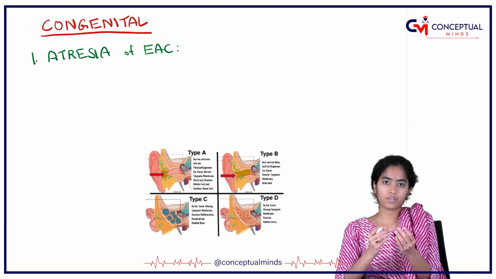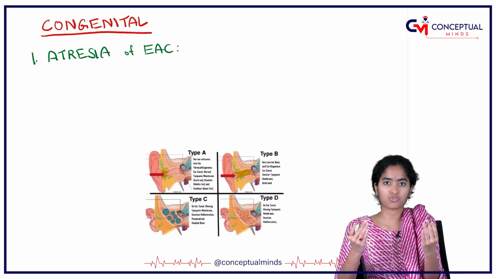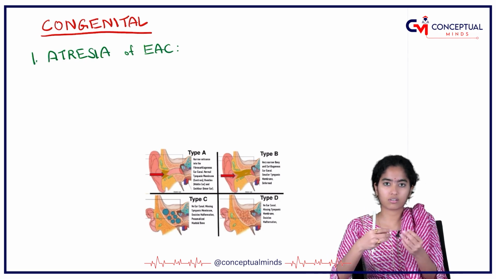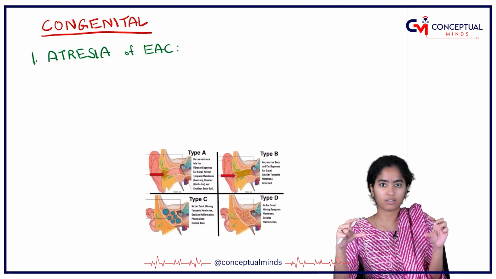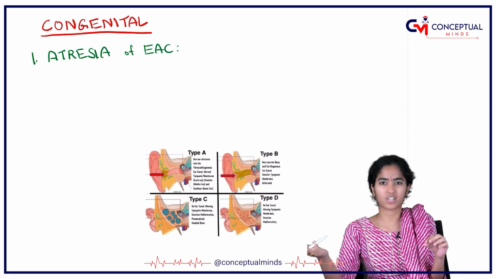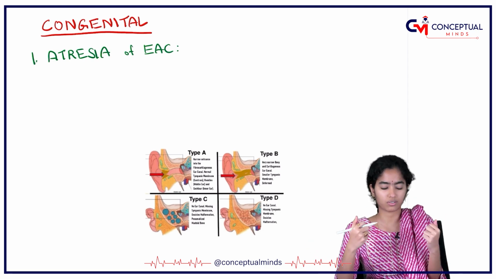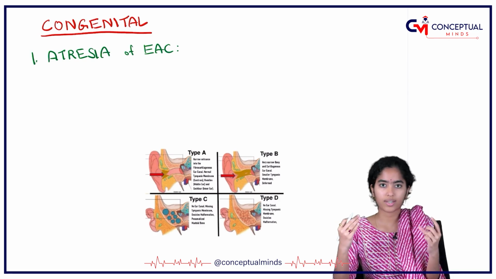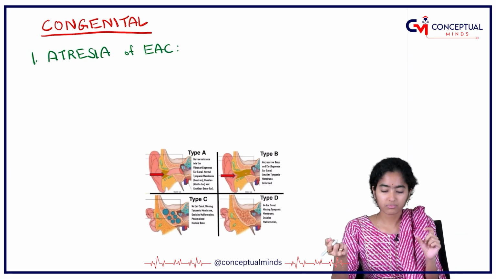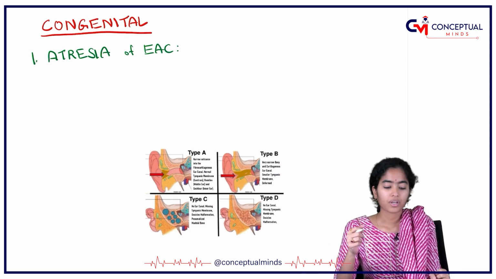Any canal in the body, when it is being formed, initially it is a solid structure, and later those cells get dissolved, and finally a hollow structure is formed. Intestinal atresia, so many atresias occur. So as this is also a canal, an atresia is possible in the external auditory canal.